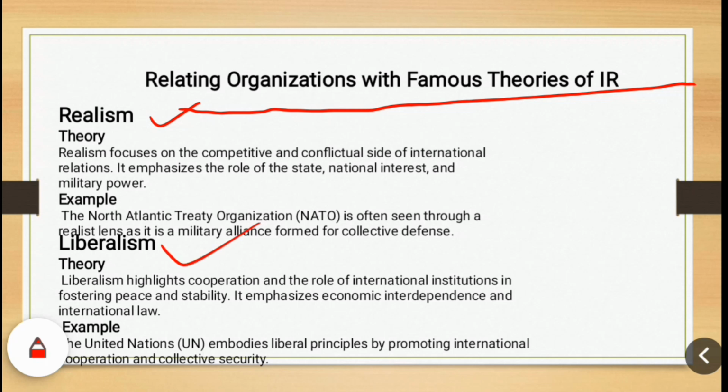Liberalism highlights cooperation and the role of international institutions in fostering peace and stability. It emphasizes economic interdependence and international laws. Example, the United Nations embodies liberal principles by promoting international cooperation and collective security.